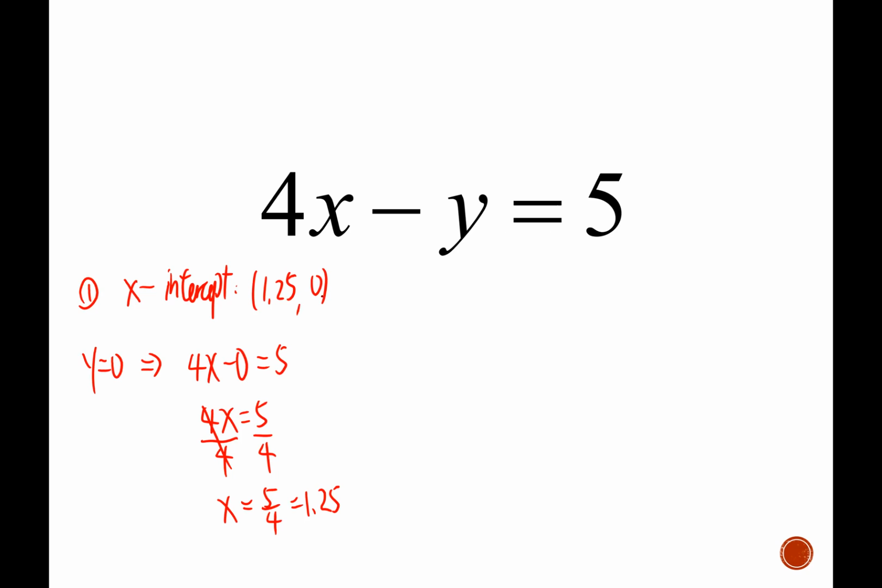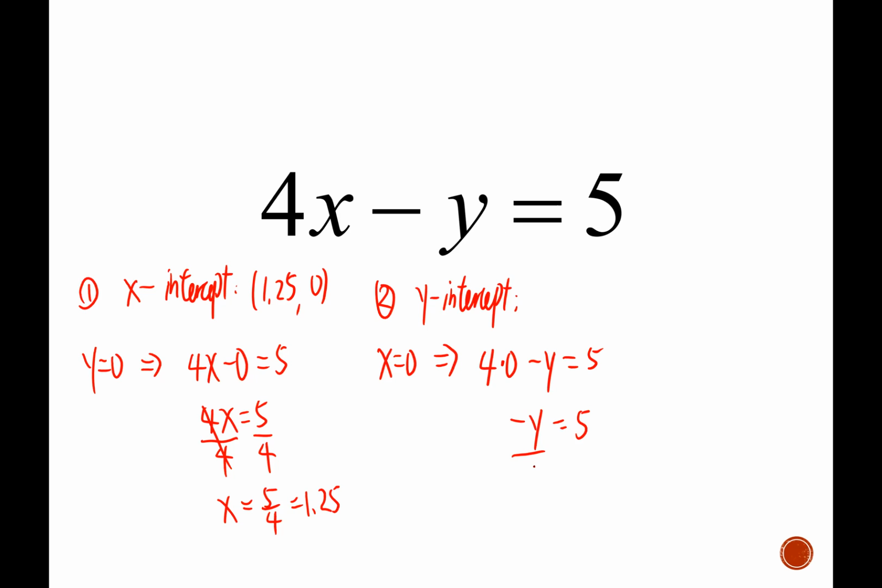That's the first ordered pair. Second ordered pair, the y-intercept. We set x equal to 0: 4 times 0 minus y equals 5. And 4 times 0 is 0, right? So negative y equals 5. Then we divide both sides of the equation by negative 1, or multiply both sides by negative 1, equally good. Cancel the negative 1, y equals negative 5. So the y-intercept is (0, -5).